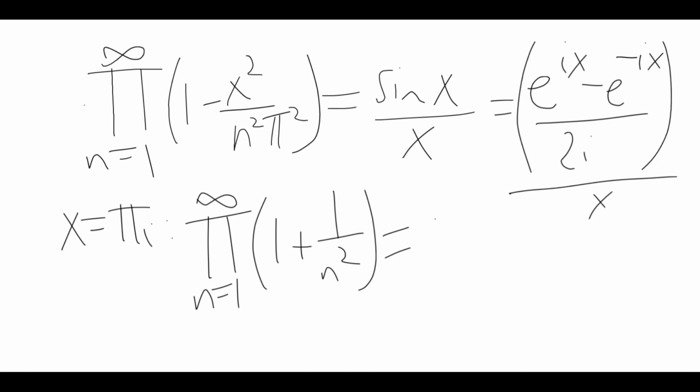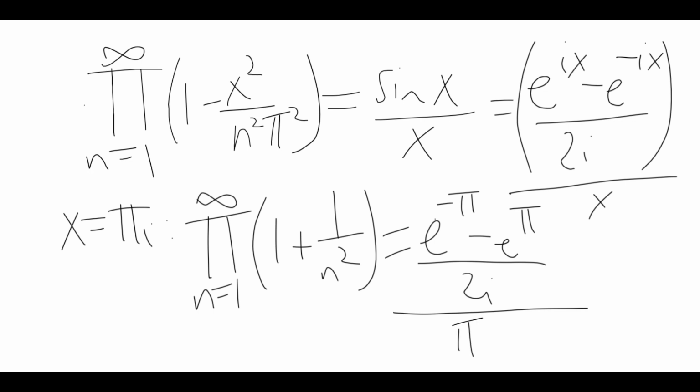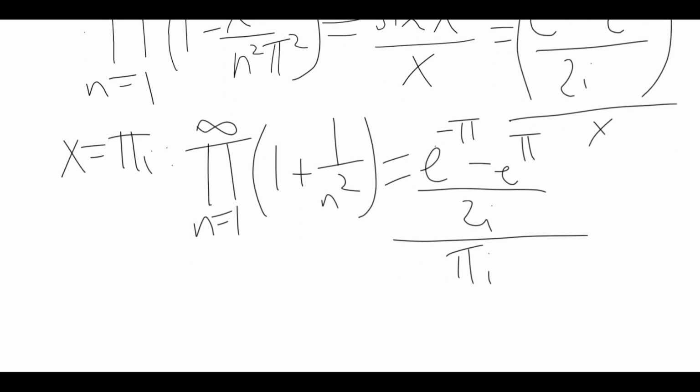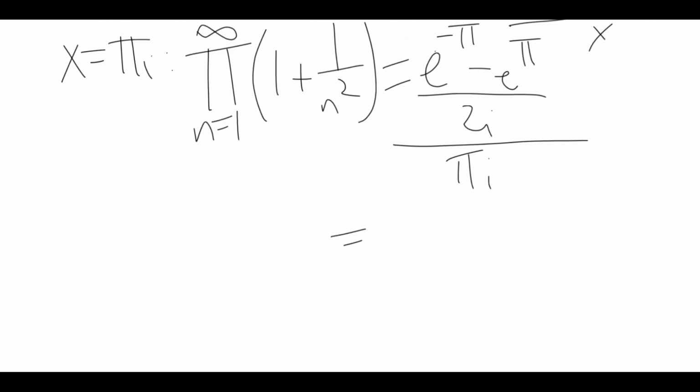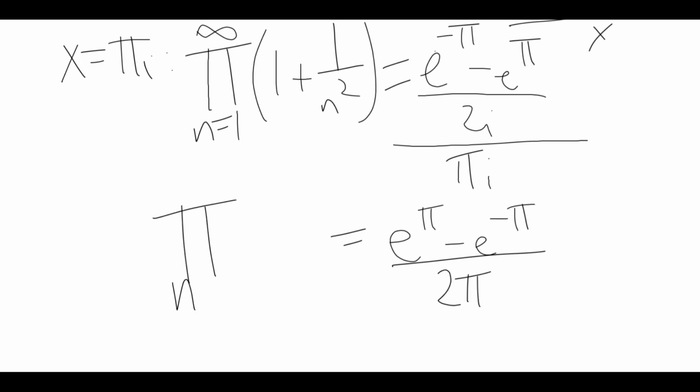And now if we plug in pi I, we get e to the minus pi minus e to the pi all over 2I, and then divide by x for another pi I. Okay, what is that mess? Well, we can combine the two denominators to get a negative 2 pi, and then use that to flip the sign. So we get e to the pi minus e to the minus pi all over 2 pi. So we end up with this pretty bizarre looking identity.